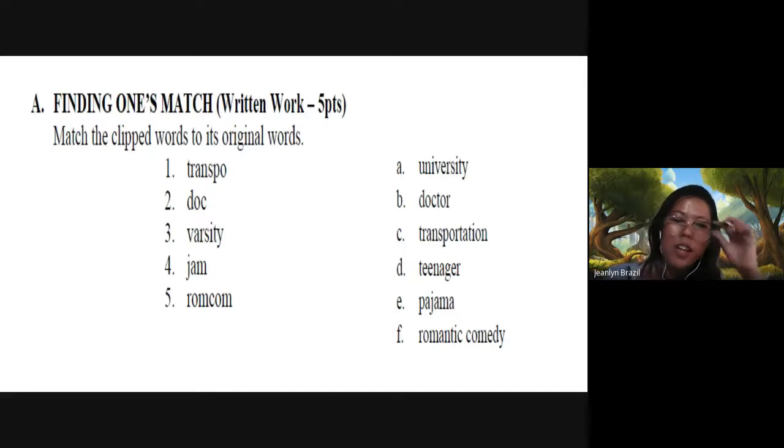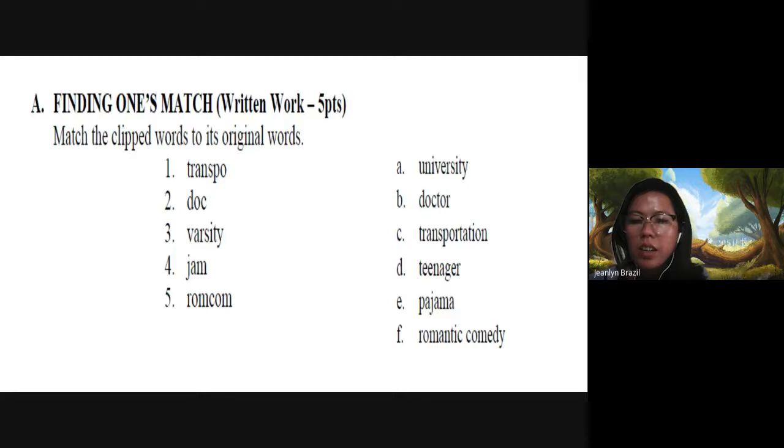Sino yung tapos na? If you're done, you can just raise your hand. So we have here Precious, Hillary, Ava, and Shandy. So those four are done already. Charisse is also done. Princess is done. Okay, so can we proceed with the next assessment? Tapos na siguro lahat. Okay.